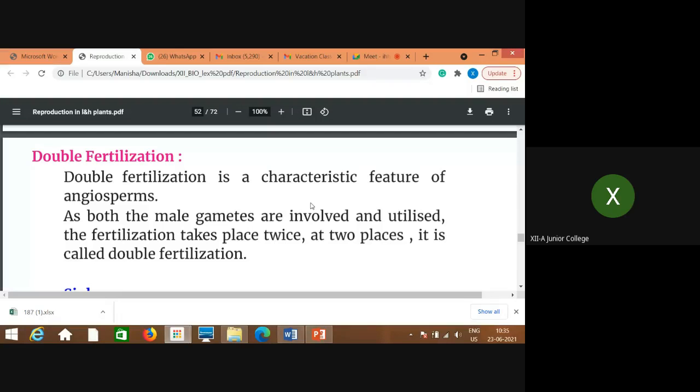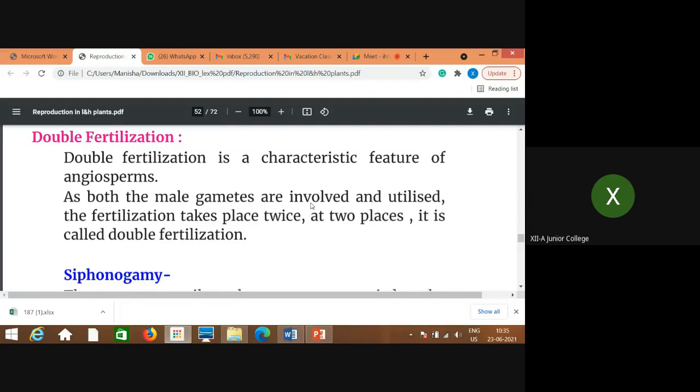Now this fertilization in angiosperms is called double fertilization. You know why double? Because, if you remember, the two male gametes produced by the mitotic division of the generative cell are both utilized, and fertilization takes place two times. That's why this is called double fertilization, which is the unique, characteristic feature of angiosperms, because both male gametes are involved and utilized for fertilization. That means at two places, twice, fertilization takes place, and that's why it is called double fertilization. Now how it takes place, I'll explain to you.